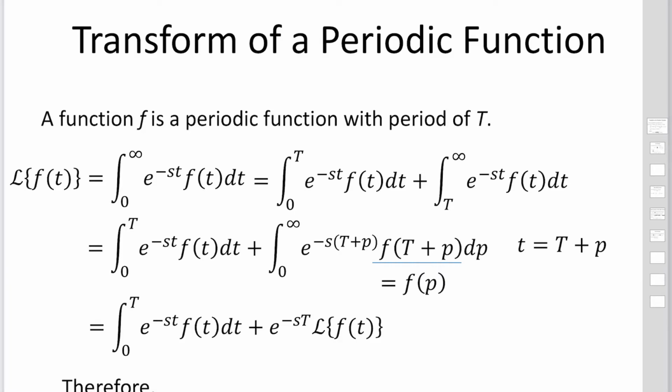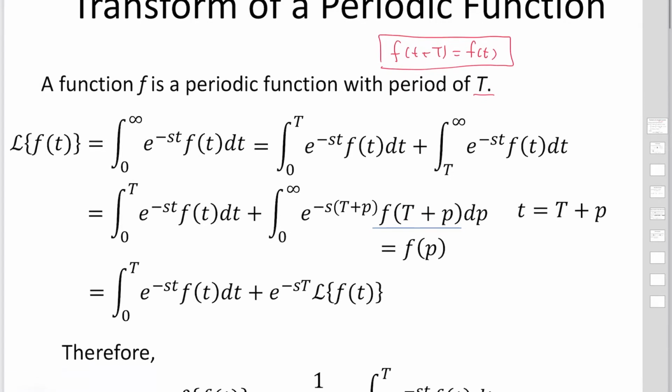In this session, I'd like to introduce the Laplace transform of some functions. First one is the Laplace transform of a periodic function. So function f is a periodic function with a period of capital T. This means f(t + T) is equal to f(t). This is the definition of a periodic function.